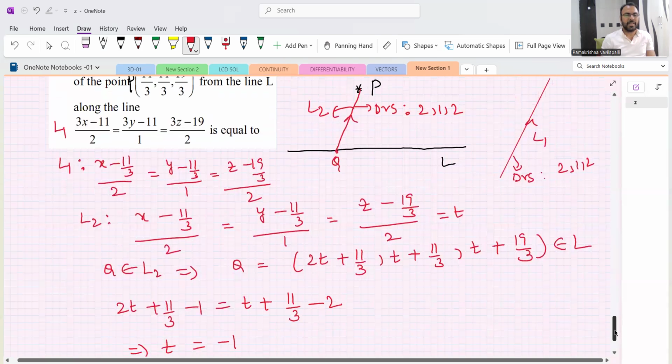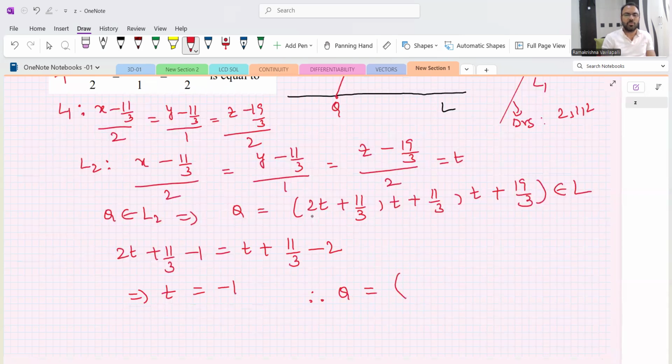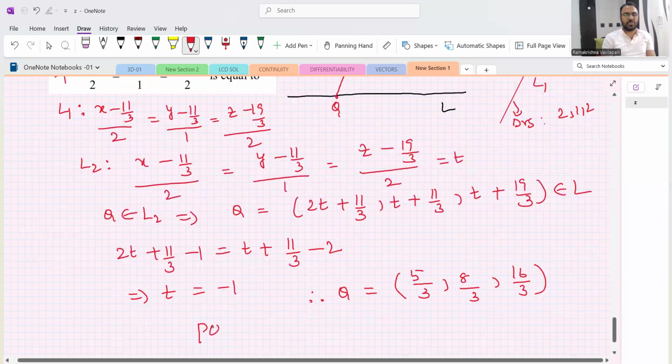Okay. So therefore, what are the coordinates of Q? Coordinates of Q, now that t is minus 1, you will get 5 by 3, this is 8 by 3, this is 16 by 3. Now find the distance between P and Q. Enough?